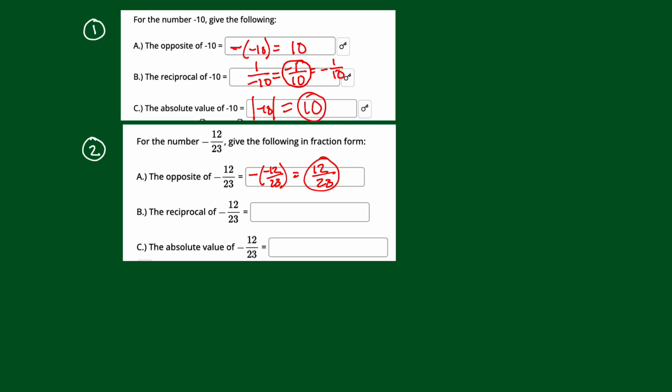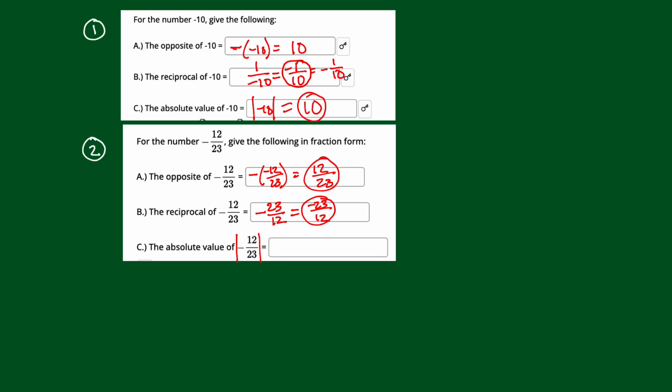In part B, we want the reciprocal of this fraction. Now to get the reciprocal of a fraction, you just flip the thing over. So notice in this case the negative is written out in front. I'm going to put it on top, but out in front is okay. So I'm going to write this as, well, negative 23 over 12. That might be how the homework wants it. Or I'm going to write it as negative 23 over 12. Both of these work.